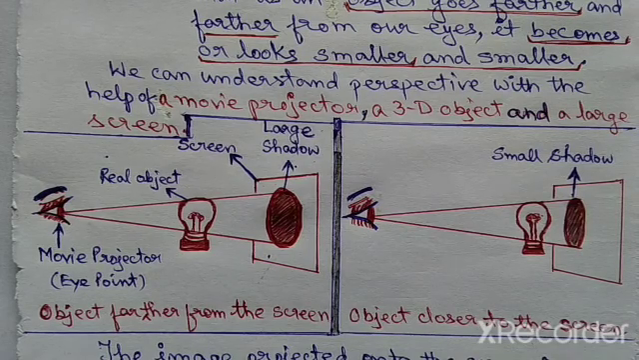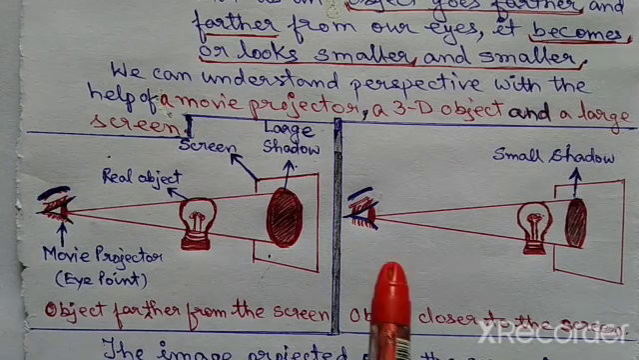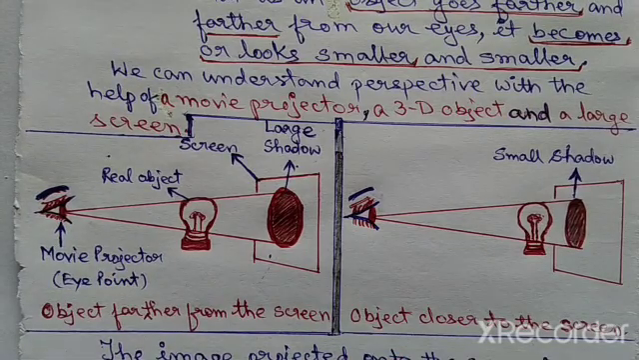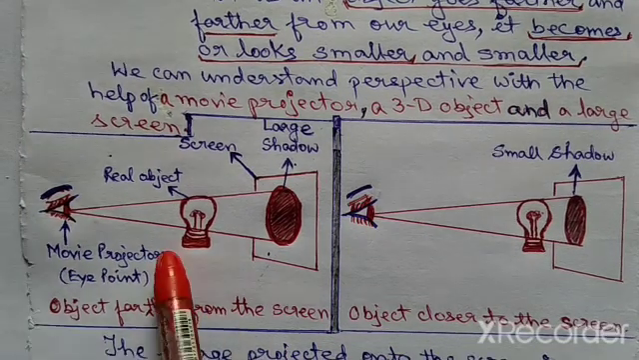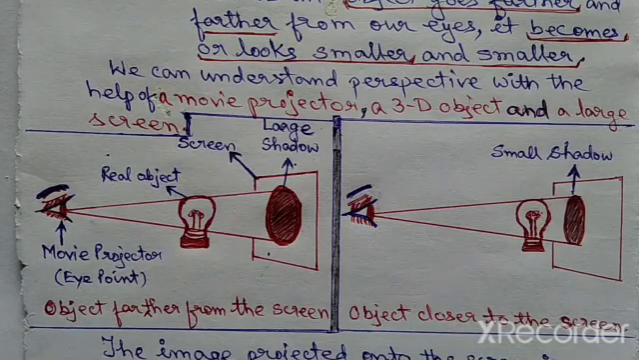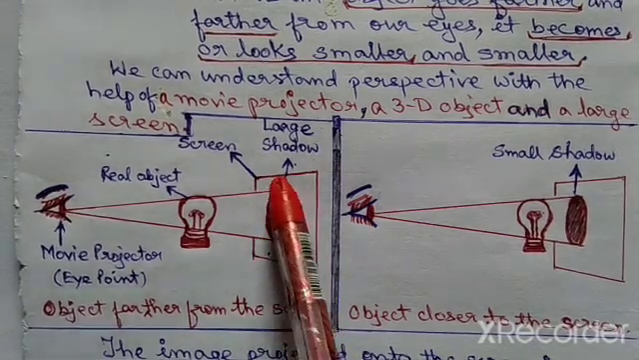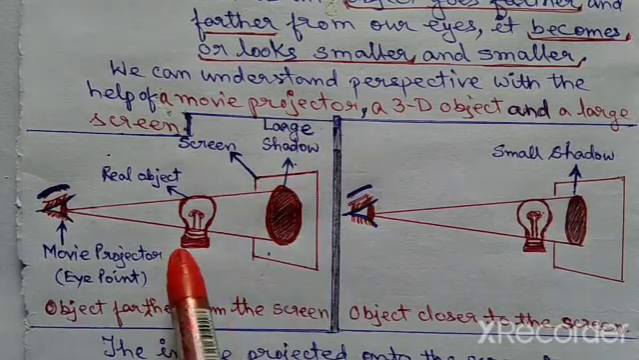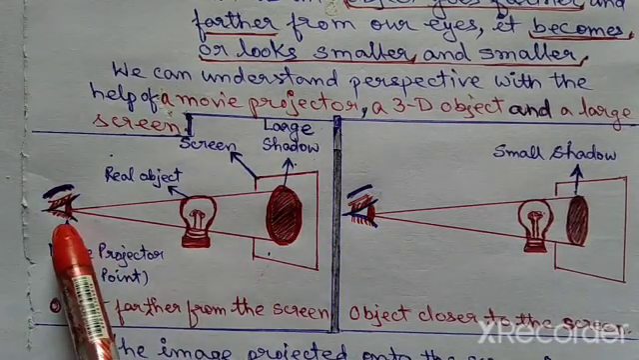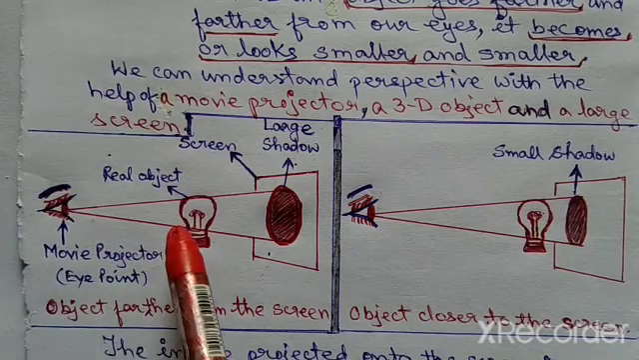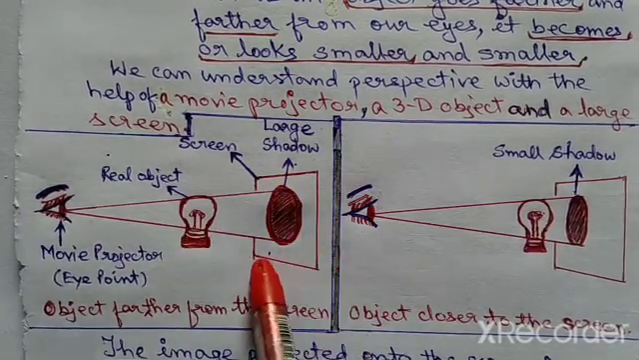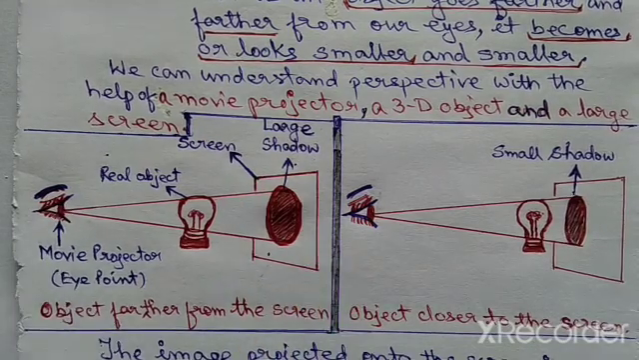Okay children? Now in this diagram what do we see? Children, in the picture given below, the shadow of a bulb is shown. In the first figure, this is the first, this is second. The shadow is actually the perspective image. This is our bulb and this is our eye, or you can say movie projector, and this is the real object, and this is called the screen. Okay children, this is called the screen.